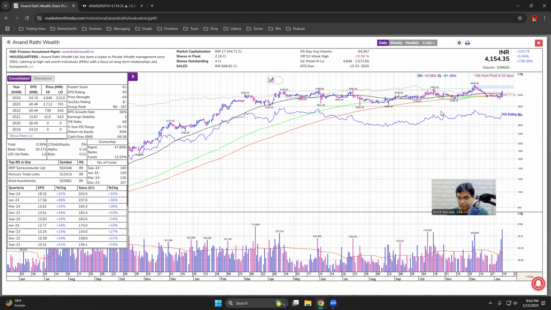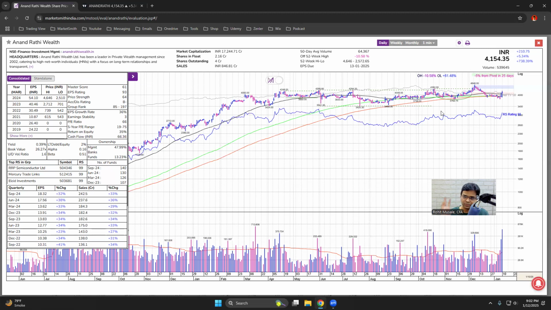Some people are looking at MarketSmith and they want to invest without looking at the base, without looking at the relative strength and all. They want to invest their money. Well, MarketSmith is ideally not a platform for investors. It is a platform for positional traders. It is a platform for swing traders. Investing is something different. Investing is where you don't have to look at the chart.